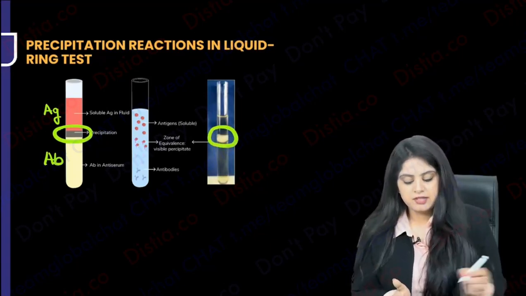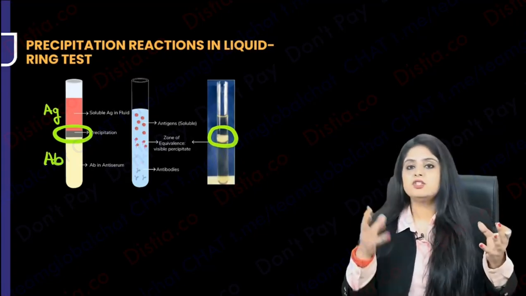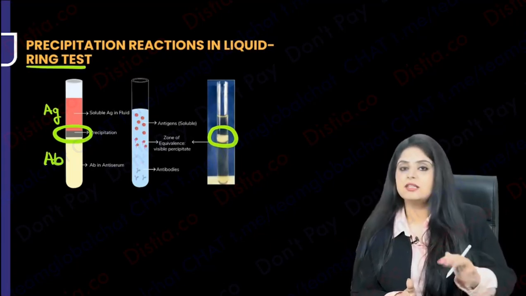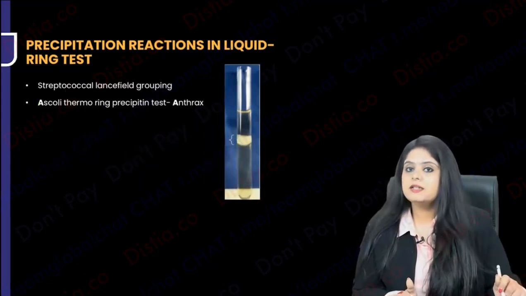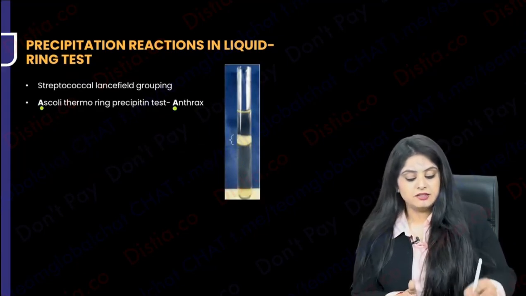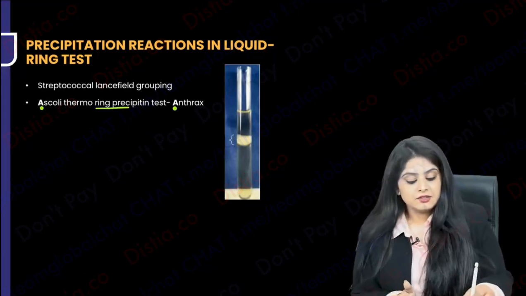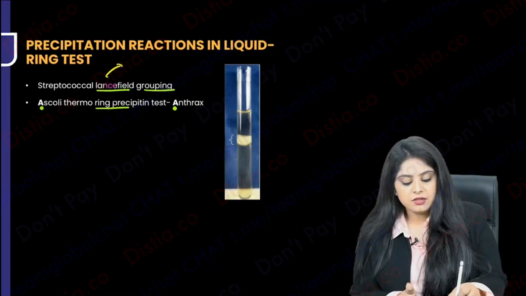Can you see a ring over here? So that becomes a ring precipitation reaction. How simple is it? There's an antigen, there's an antibody, they have combined, they have made a ring, and I get a ring test. Nothing could be as easy as this. Is there any test that you've studied? Yes. In bacteriology, there is the Ascoli's ring precipitation test for anthrax, and there is the streptococcal Lancefield grouping.